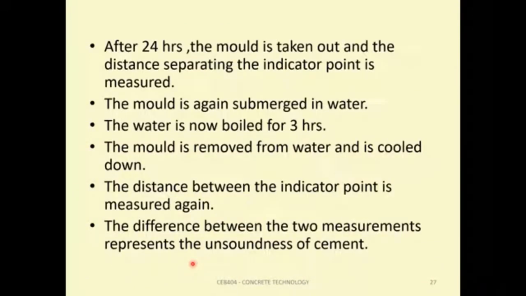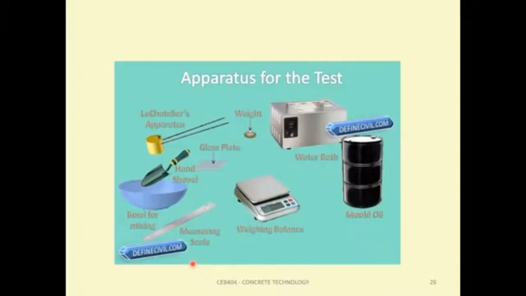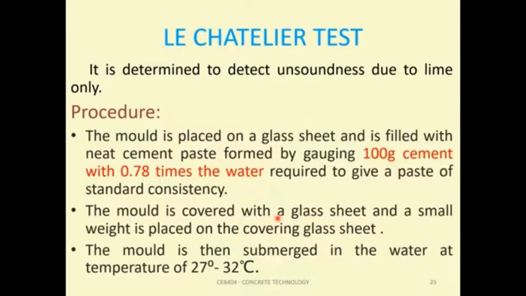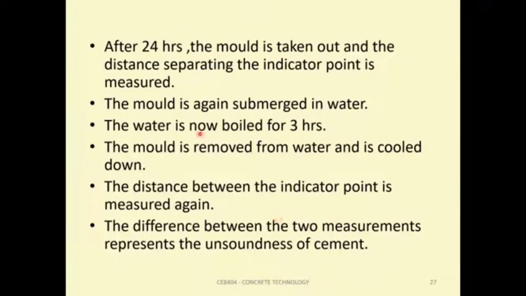Then the mold is taken out and the distance between the indicator pointers is measured. The distance between the indicator points, that is these two, is measured after immersion of 24 hours in water. Then again the mold is placed in a water bath and boiled for 3 hours. Then the mold is removed, cooled down, and the distance between the indicators is measured again. The difference between these two represents the unsoundness of the cement.